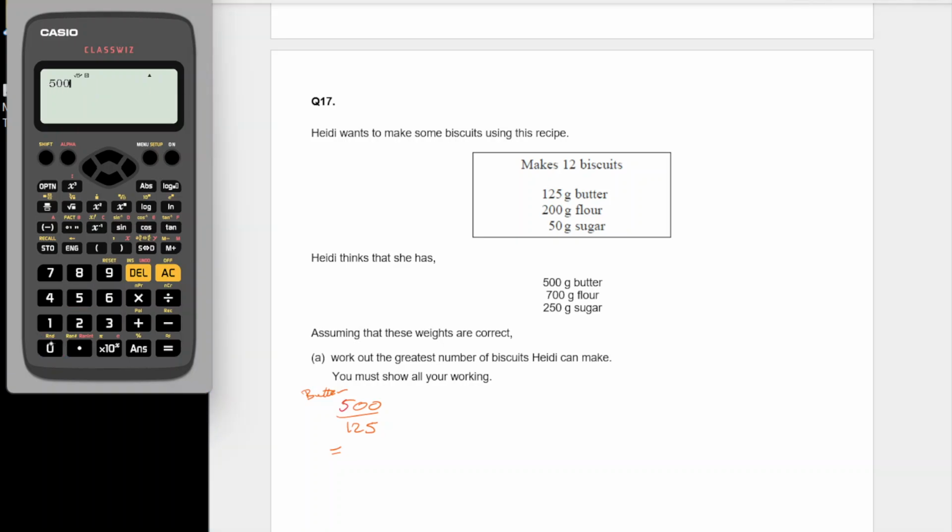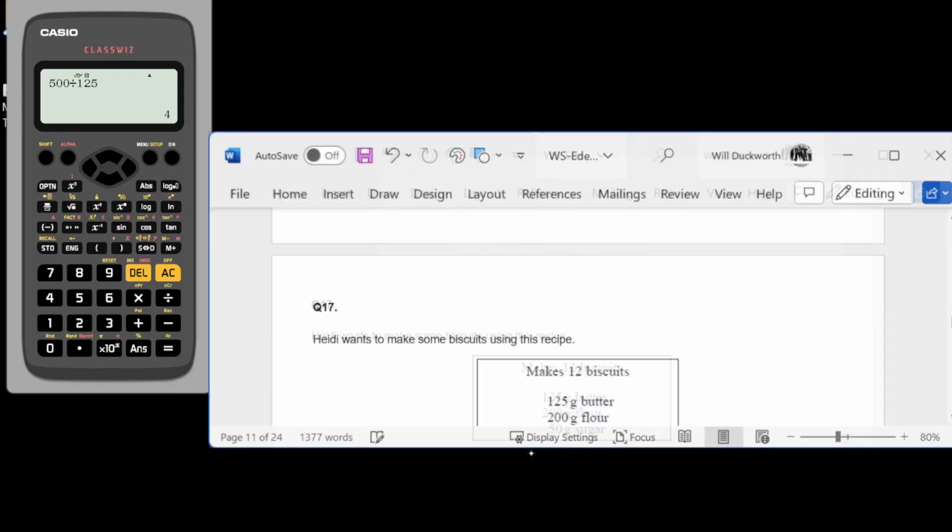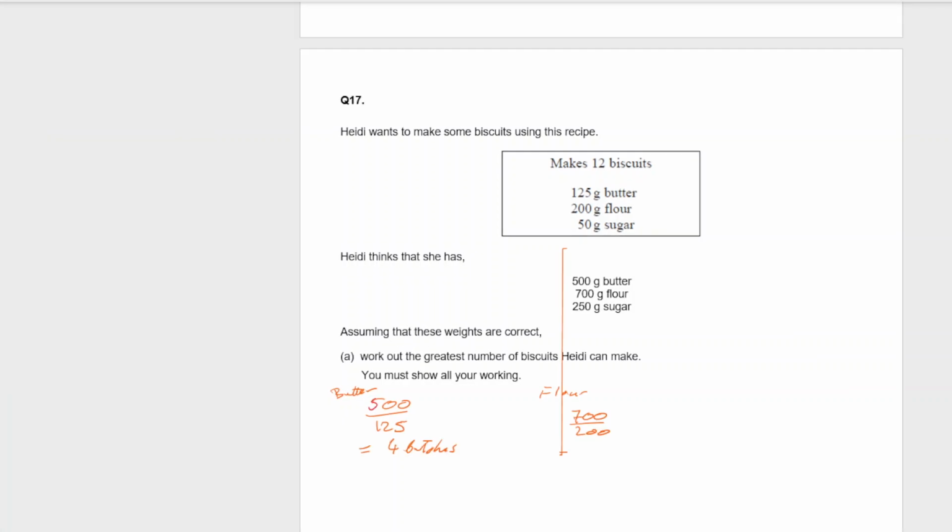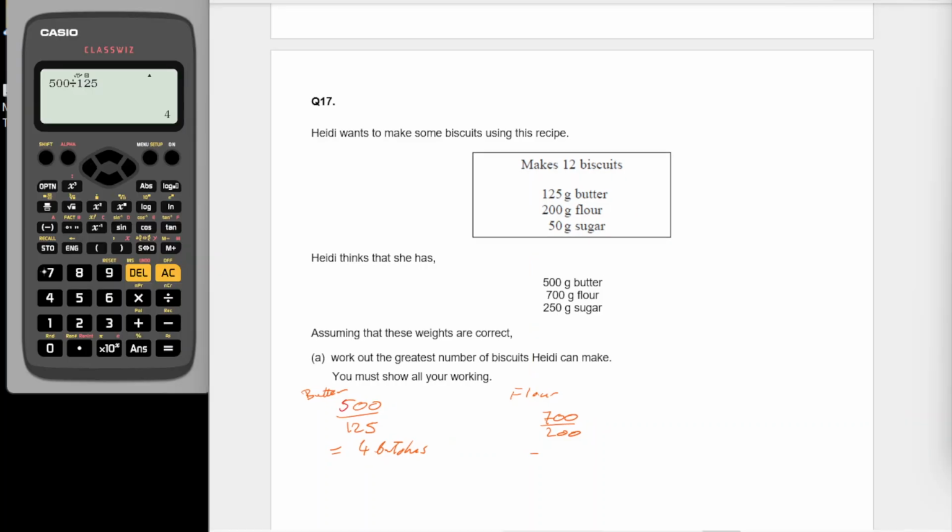So she's got enough butter to make 500 divided by 125. So she's got enough butter for 4 batches. Then if I look at flour, she has got 700 grams and she needs 200 grams for each batch. So 700 divided by 200 gives us 3.5. So she's got enough flour to make 3.5 batches, which means that she can't make 4 batches because she's not got enough flour for that.